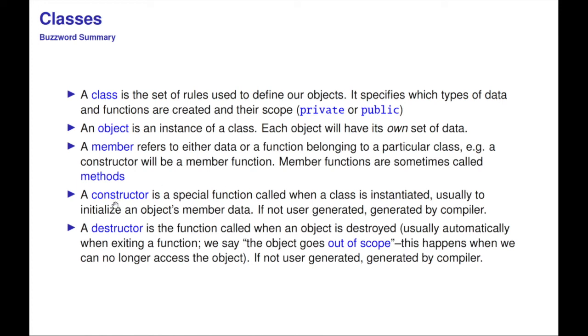They're both used. A constructor is a special function called when a class is instantiated, usually to initialize an object's member data. If not user-generated, the compiler will generate one for you. A destructor is the function called when an object is destroyed, usually automatically when exiting a function, which really means that the object goes out of scope, so you can no longer access the object, and then it clearly needs to be destroyed. If not user-generated, again, the compiler will generate something for you, which may or may not be what you want. And that's it for this week.